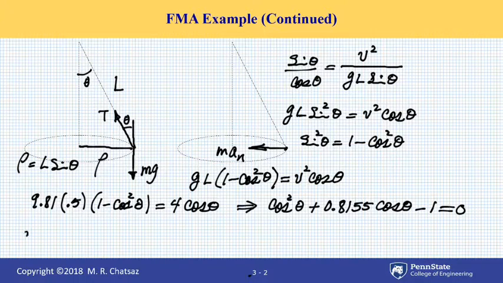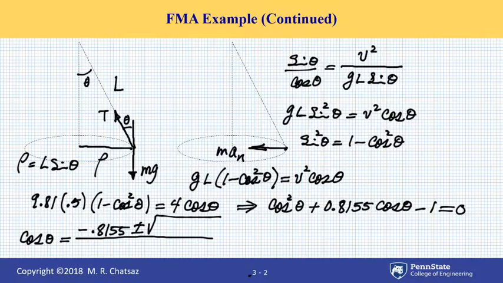If I use the quadratic formula, cosine theta equals minus b plus or minus square root of b squared minus 4 times a, which is 1, times c, which is minus 1, the whole thing divided by 2a, which is simply 2. Solving this equation, we obtain two solutions.